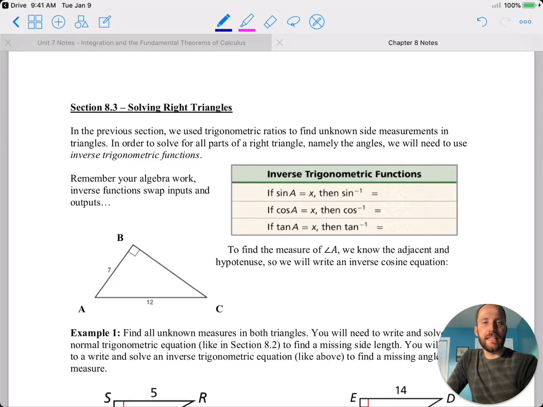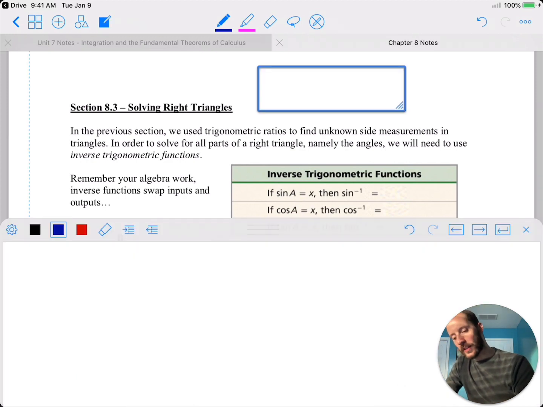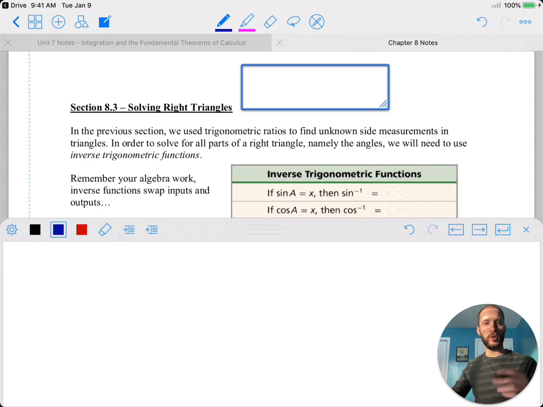Hey, we're looking at section 8.3, solving right triangles. In the previous section, you could do sine, cosine, or tangent to find side lengths. Now to find angle measures, we can use inverse sine, inverse cosine, inverse tangent. So let's go back to section 8.2, what we looked at first. We had sine, cosine, and tangent. Let's just use sine, okay?